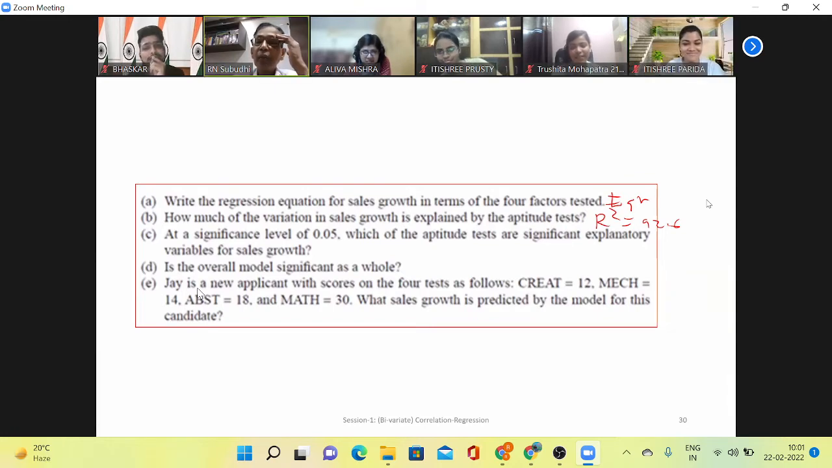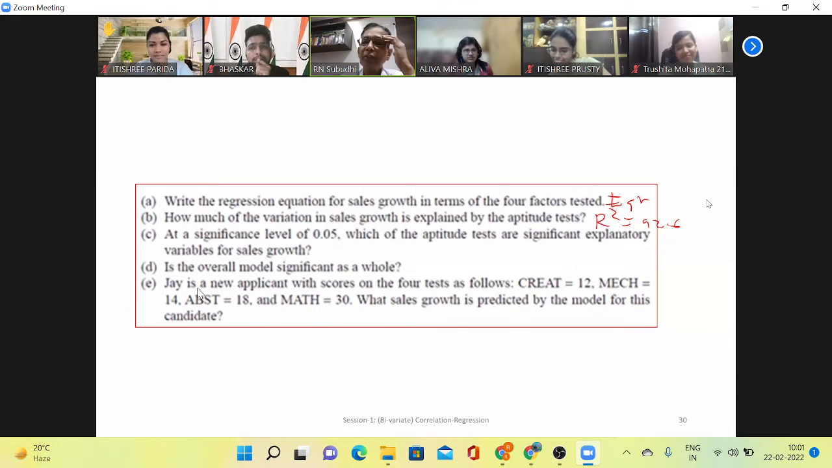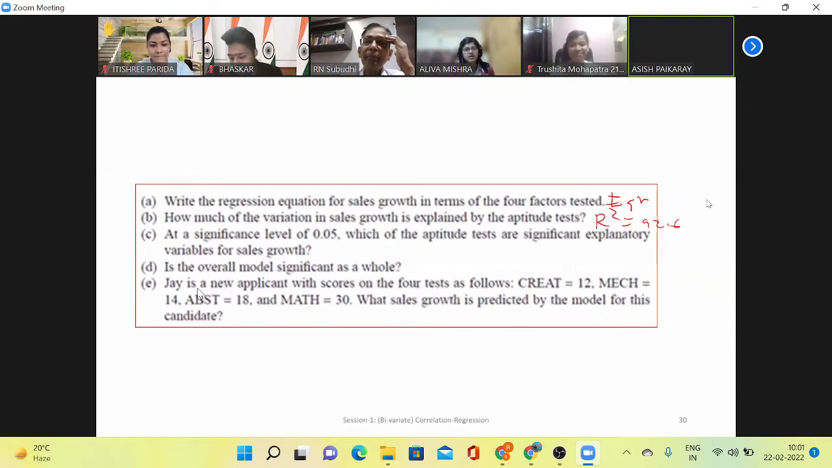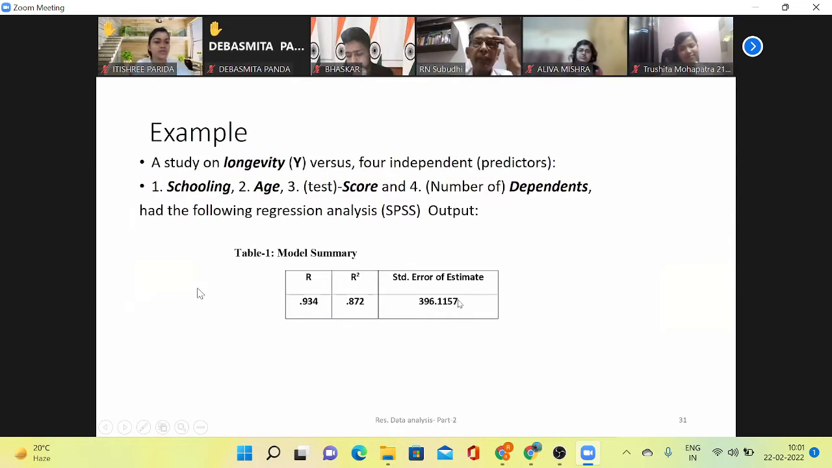Trishita, what did you say, R2? How is it R square? It is the P value. P value is less than 0.05, yes or not? We have to test it.